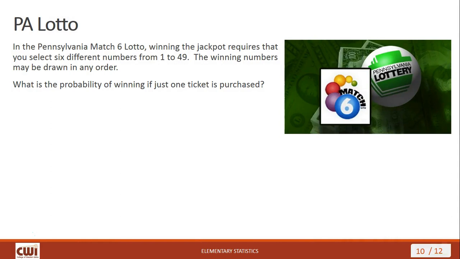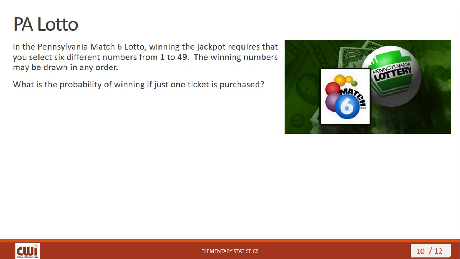Let's look at an example where we would use this. In the Pennsylvania Max 6 Lotto, winning the jackpot requires selecting 6 different numbers from 1 to 49. The winning numbers can be drawn in any order. With that, you know the order doesn't matter. Therefore, you're going to use combinations and not permutations. The question is, what is the probability of winning if just one ticket is purchased?